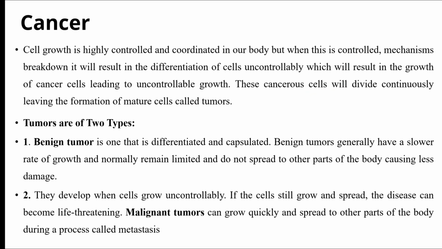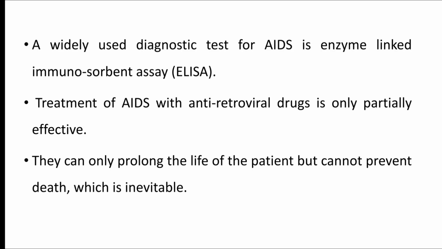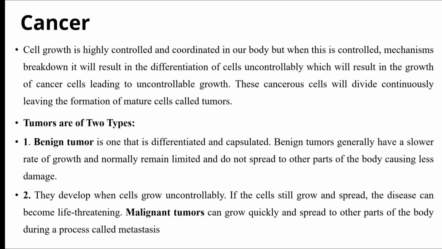Then cancer. Cell growth is highly controlled and coordinated, but when this control mechanism breaks down, it results in uncontrolled differentiation of the cell, which results in the formation of cancer cells, leading to uncontrolled growth. This cancerous cell will divide continuously, leading to the formation of a mass of cells called tumors. There are two types of tumors.